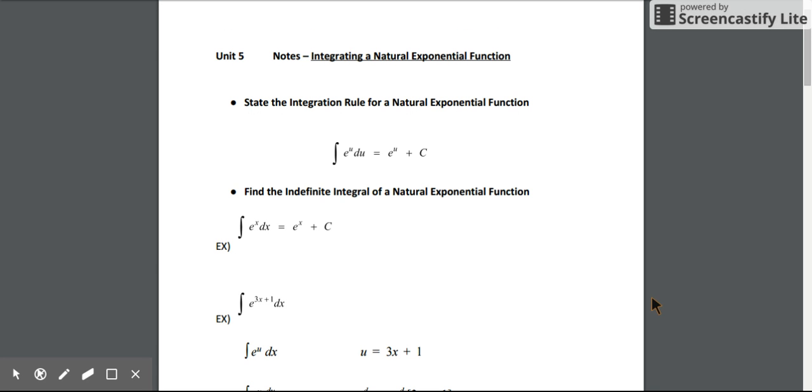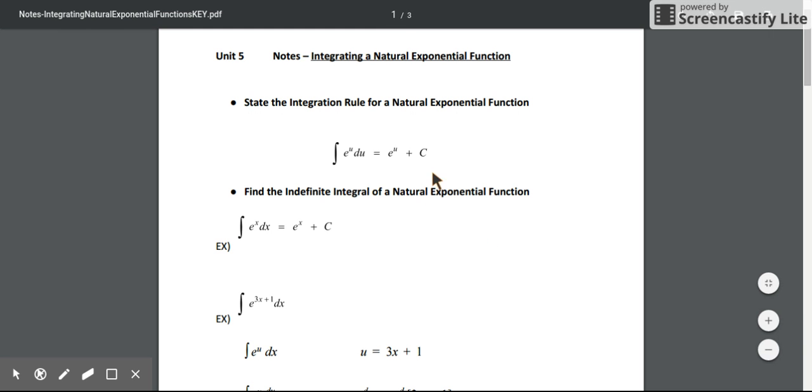In this video, we're going to be finding the indefinite integral of a natural exponential function. First, we need to know the integration rule. It's in this form. The most basic rule is this, though.